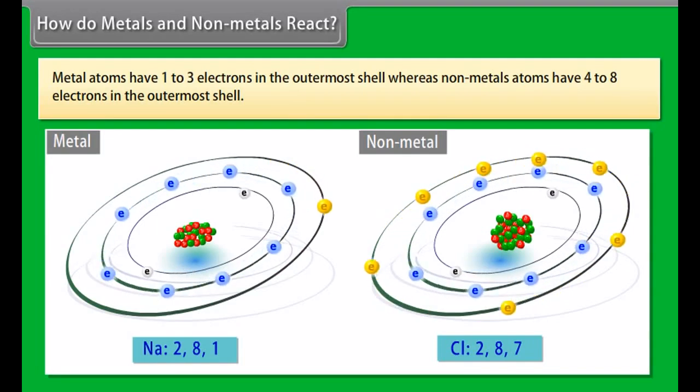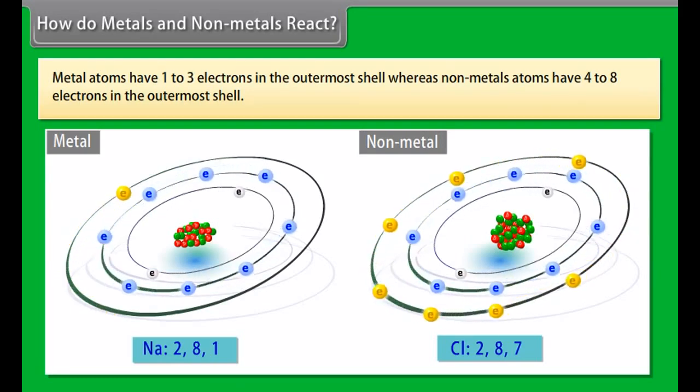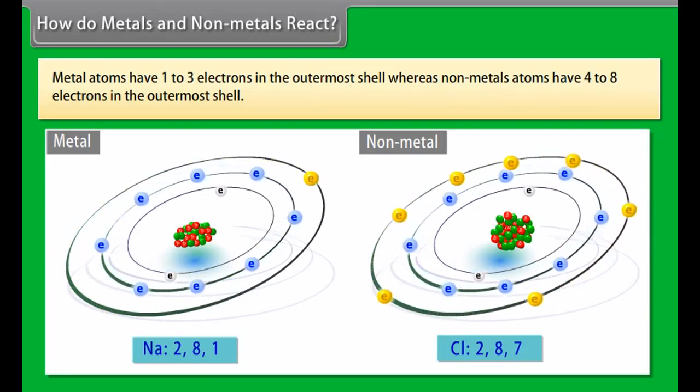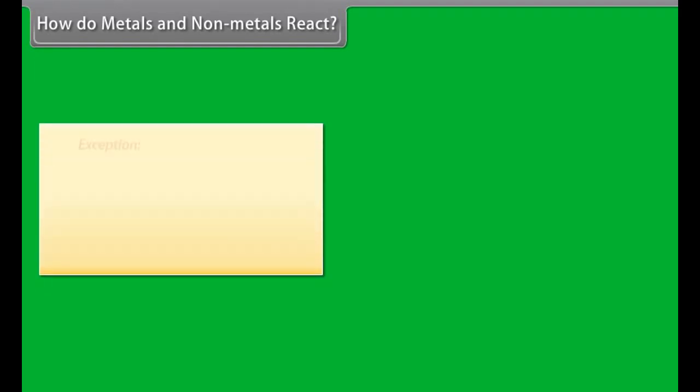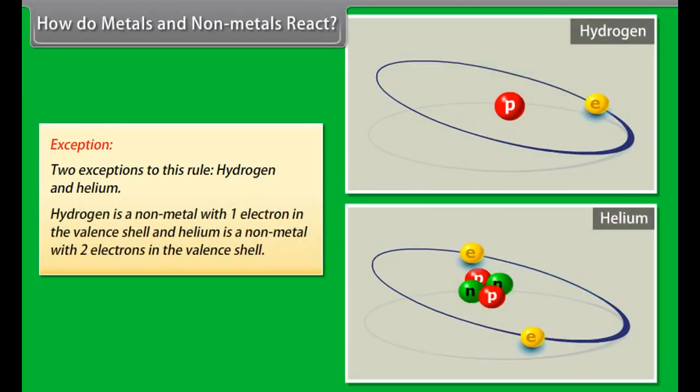Metal atoms have 1 to 3 electrons in the outermost shell, whereas nonmetal atoms have 4 to 8 electrons in the outermost shell. Exception. There are 2 exceptions to this rule: hydrogen and helium. Metals that donate electrons gain positive charge equal to the number of electrons donated, and nonmetals gain electrons and negative charge equal to the number of electrons accepted.